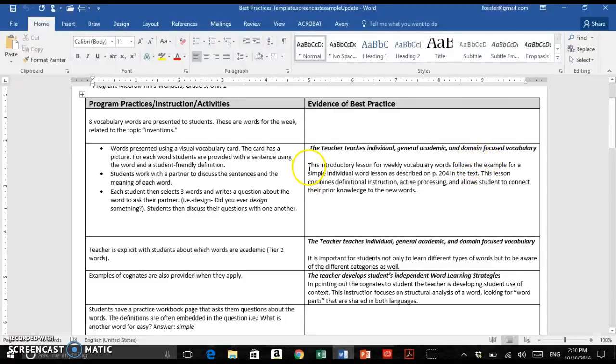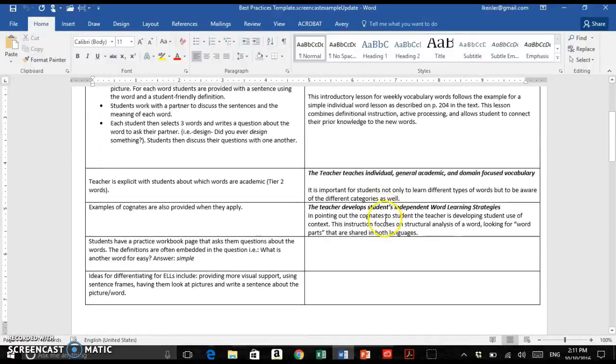Then I write my description for how I believe these link. This introductory lesson for weekly vocabulary words follows the example for a simple individual word lesson as described on page 204 in the text. This lesson combines definitional instruction, active processing, and allows students to connect their prior knowledge to the new words. So that's what you're trying to do. You're trying to figure out, okay, these are the practices that the program wants me to do. Can I go in and see that these are described as best practices? That will not always be the case, all right?